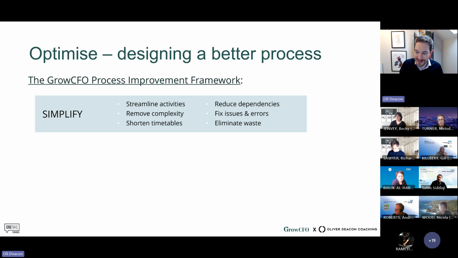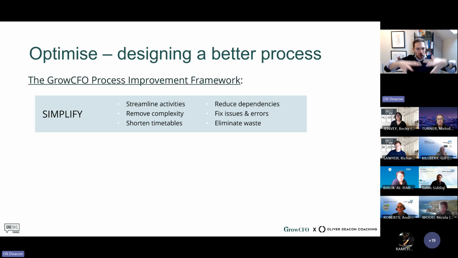Now, why is this our first step? If you put a very complex, error-ridden process with lots of waste and too many steps in, and you automate that into technology, guess what, folks? You still have a terrible process. You just have an automated terrible process. And so the first thing that we need to do is simplify as many of our processes as possible.